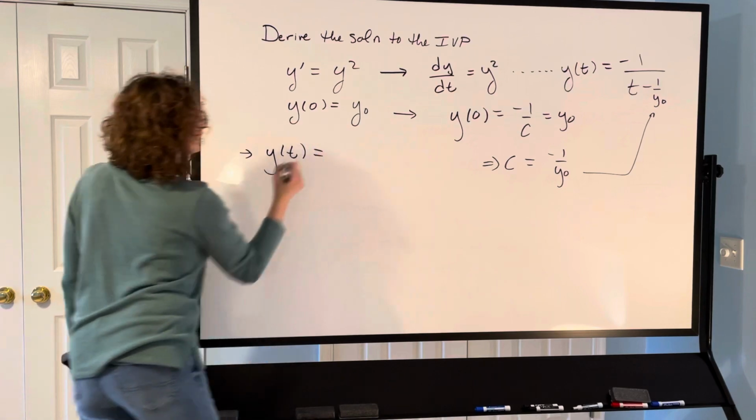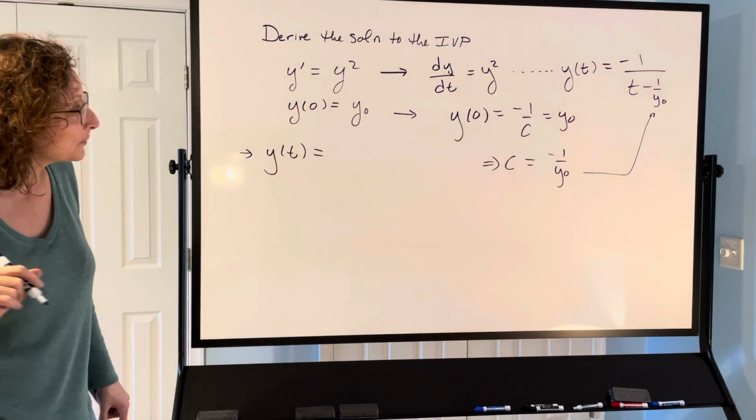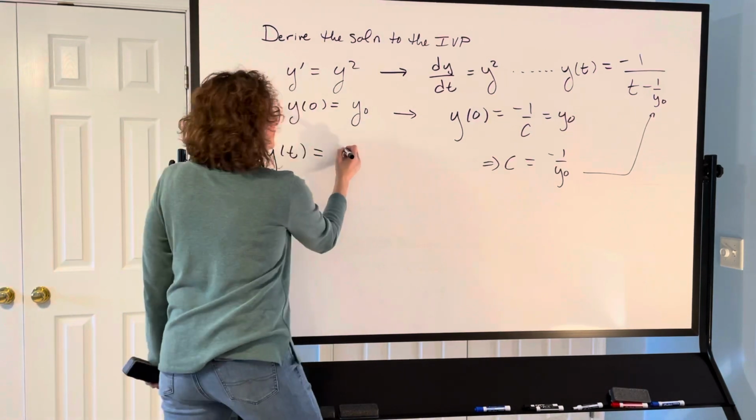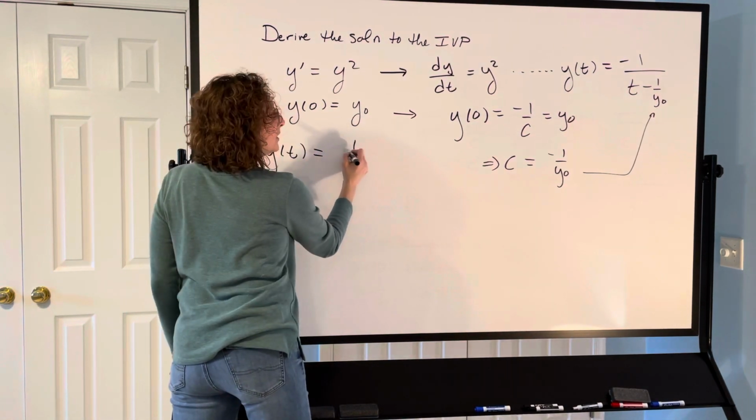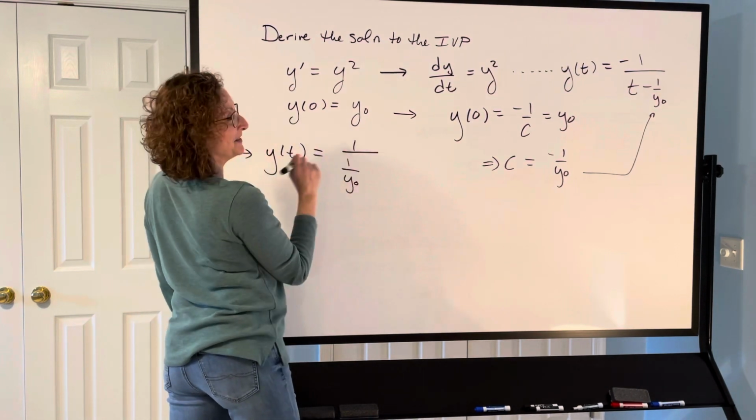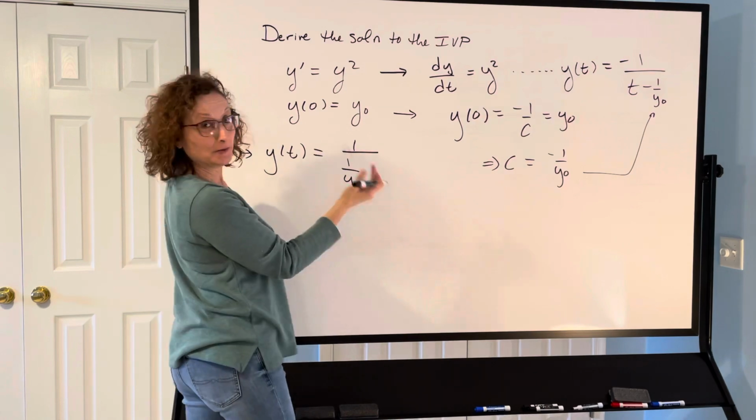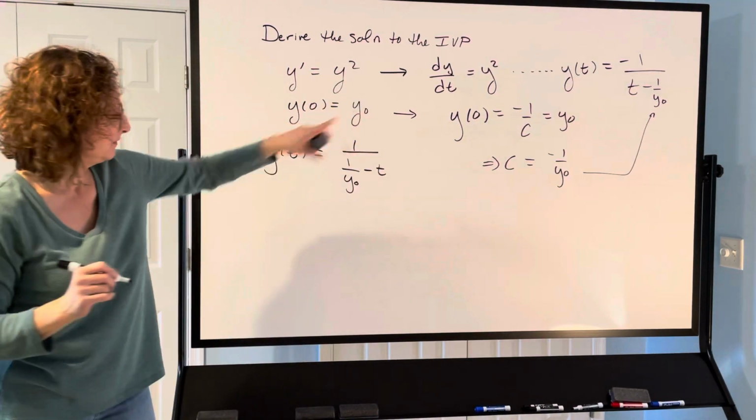One way to write the solution of this ODE is y of t is equal to, multiplying everything by a negative, 1 over y naught minus t. Negative, negative, and that negative.